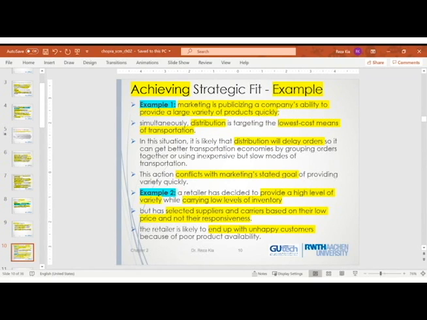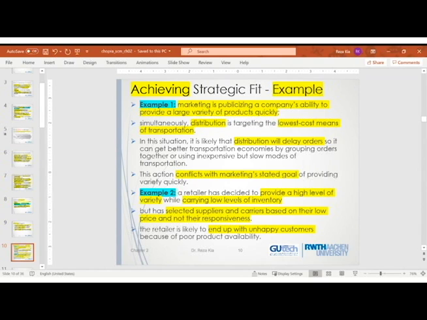The first example is a supply chain that is advertising that we can provide a large variety of products quickly. So it means that variety is high and responsiveness is high. So whatever you want, that would be available in a short time, quickly. So this is the advertisement. So the advertising department is saying that whatever you want, we can provide it quickly.